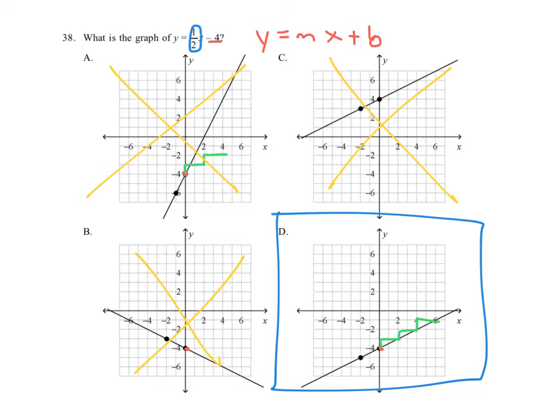Again, let me just clarify that we are meeting the requirement of having a y-intercept, or a place where the line crosses the y-axis, at negative 4, and a slope of 1 over 2.